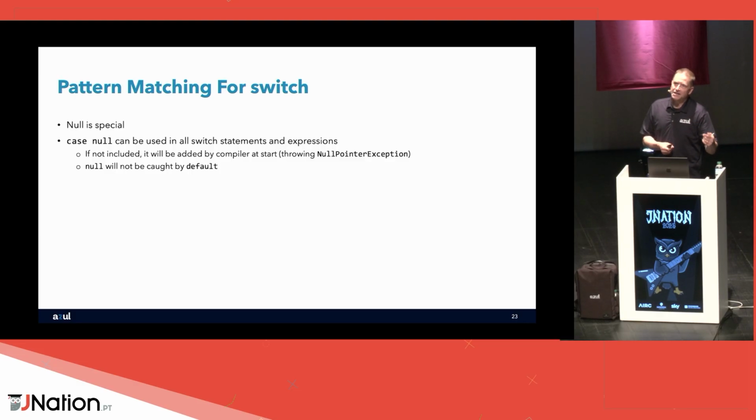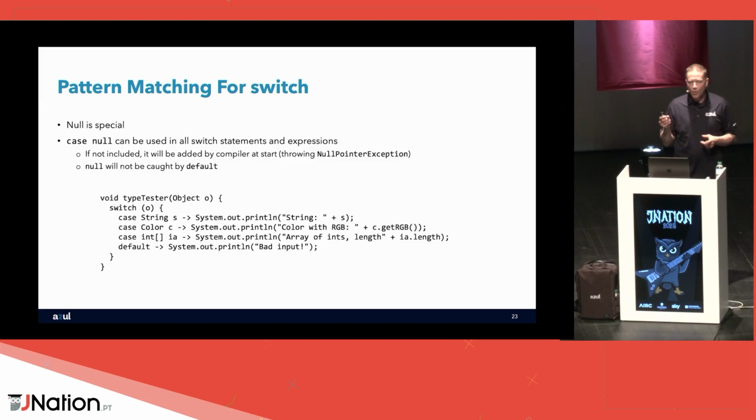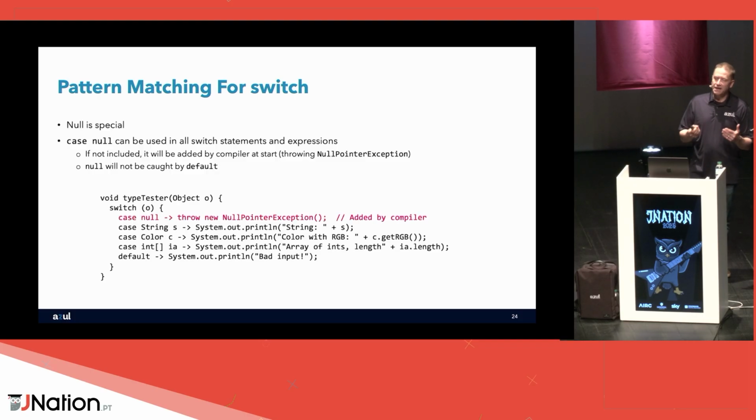The reason for doing that is because they also have said that the default doesn't catch a null. So you wouldn't catch the null through the default. What that means is that if we take the same code we had before and we leave out the case explicitly for null, what the compiler is going to end up compiling for you is inserting a case null, throws a new null pointer exception, and your behavior is exactly the same as you would have expected it to work in the past.